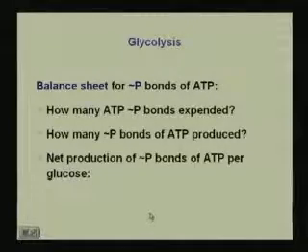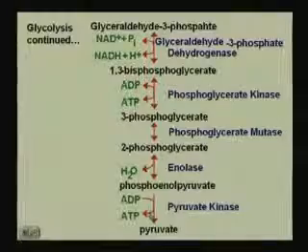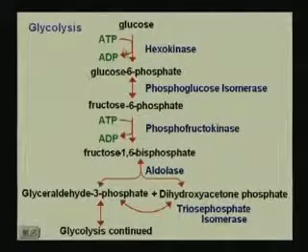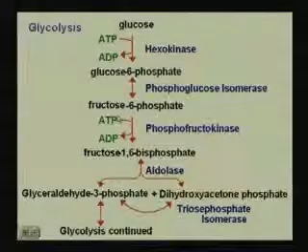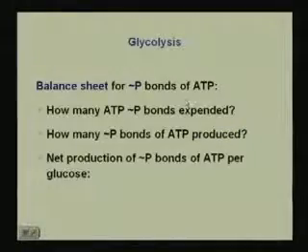How many are broken? This is our whole series. We have one broken when we form glucose to glucose 6 phosphate, right? Another broken when we form fructose 1,6 bisphosphate from fructose 6 phosphate. Fine. So our answer for the first question is 2.